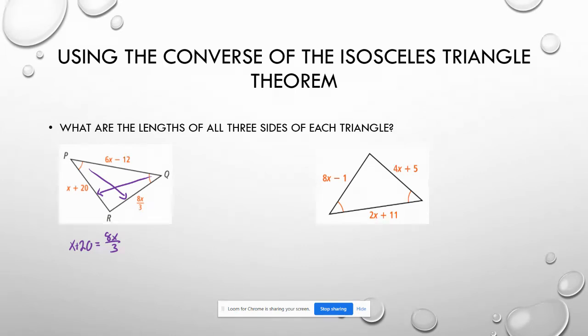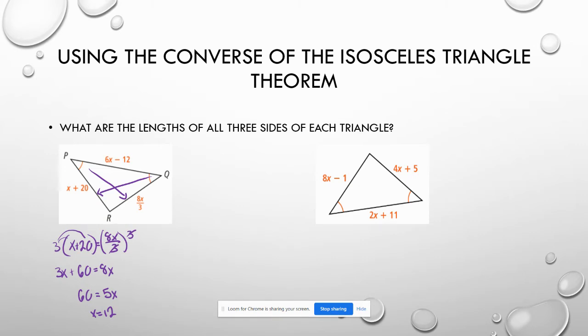Everybody knows that the worst part of math is fractions. So let's get rid of that fraction on the right-hand side. Let's multiply both sides by 3, because if we do that, then this cancels with that. So the 3's cancel, we no longer have a fraction. We have to distribute this 3 on the left-hand side. So we have 3x plus 60 is equal to 8x. Subtracting 3x from both sides, we have 60 is equal to 5x, and then dividing by 5, x is equal to 12.